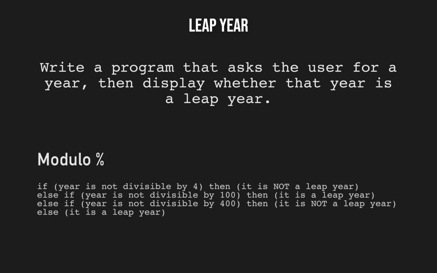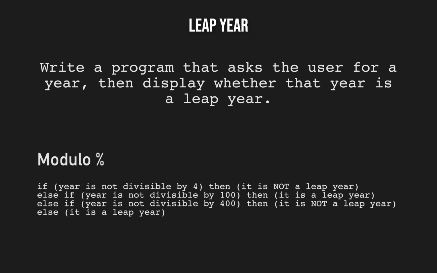So to make this a little bit simpler, I've added in a little bit of pseudocode that you can use to try and solve this challenge. So if the year is not divisible by 4, then it is not a leap year. Else if the year is not divisible by 100, then it is a leap year. Else if the year is not divisible by 400, it's not a leap year. Else it is a leap year.